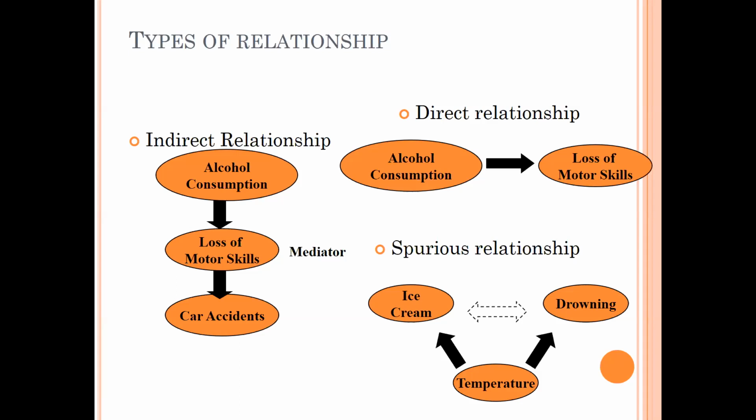And then a spurious relationship is a relationship that's not causal. A classic example is, on a hot day, the relationship between incidents of drowning and consumption of ice cream. They are both related to temperature. With hotter days, people swim more, so more vulnerable to accidents of drowning, but they also eat more ice cream. There is no causal relationship there, it's just a spurious relationship because there is a confounder variable, which is temperature.